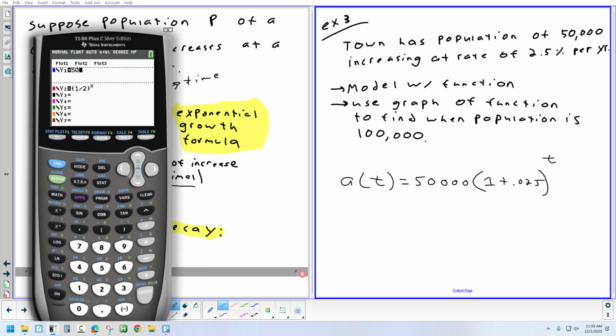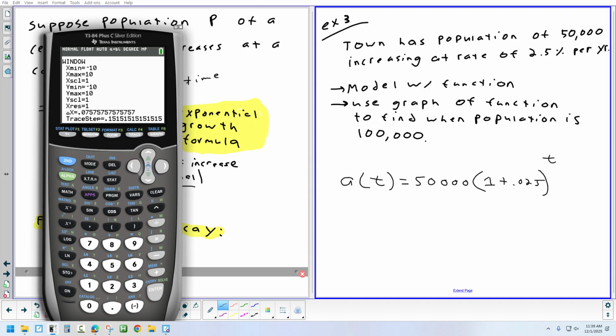So we're going to type in 50,000, and we're going to simplify 1 plus 0.025. Let's just say 1.025 to the x. Okay, let's look at our window. X is the time. You can't use t, you have to use x. What kind of numbers make sense for time? Yeah, positive ones. We can't have negative time. And then how much time is going to have to go by to hit 100,000? Well, we could just start with 40 years of time going by, and if that's not enough, we'll do more.